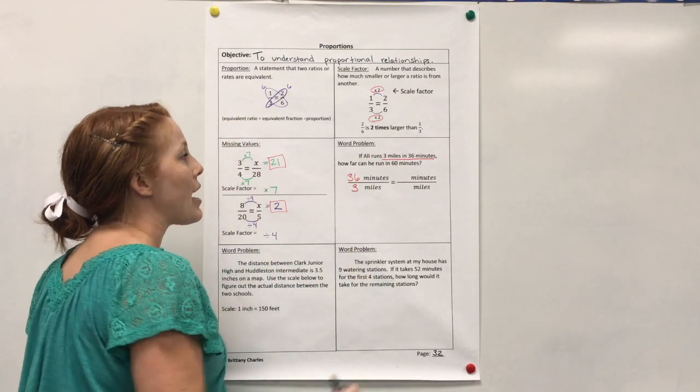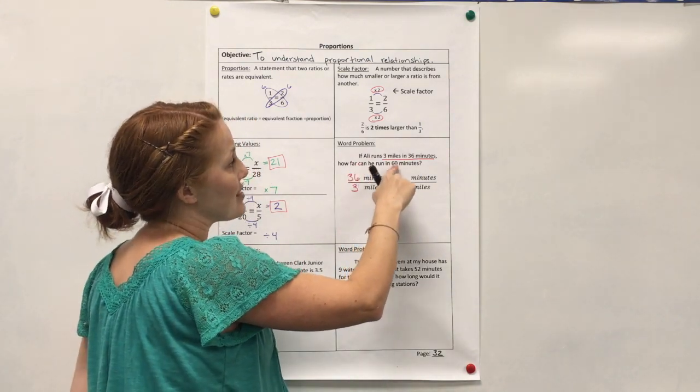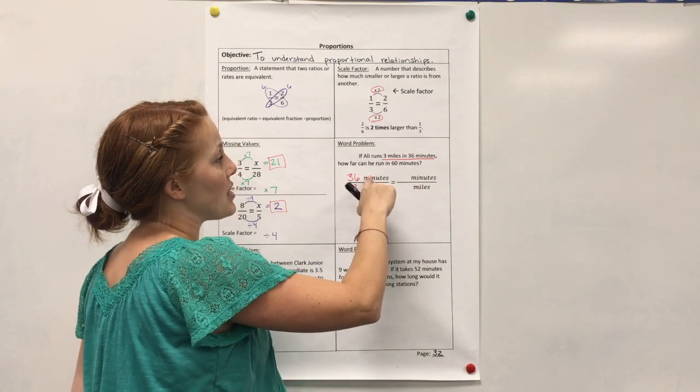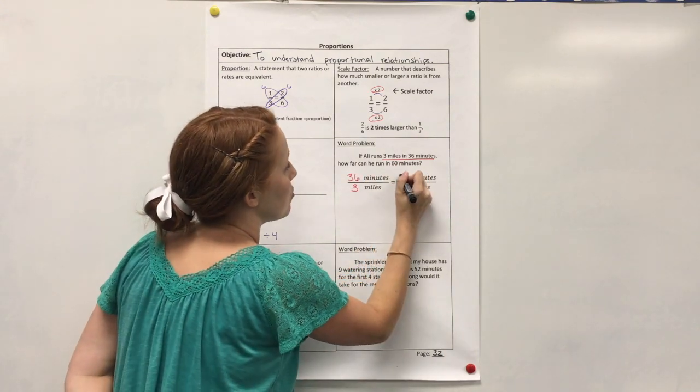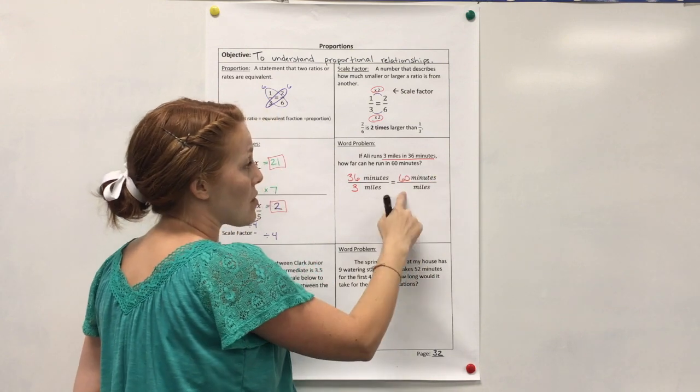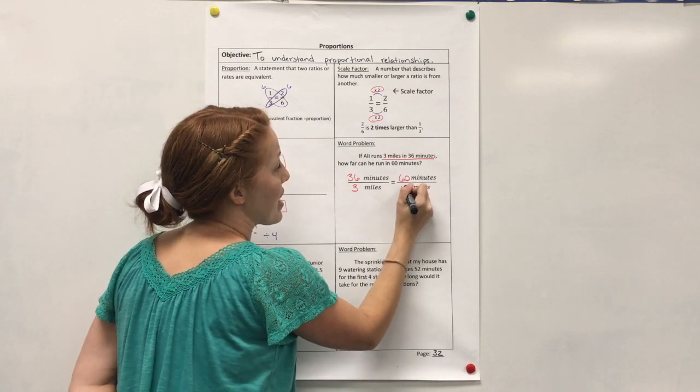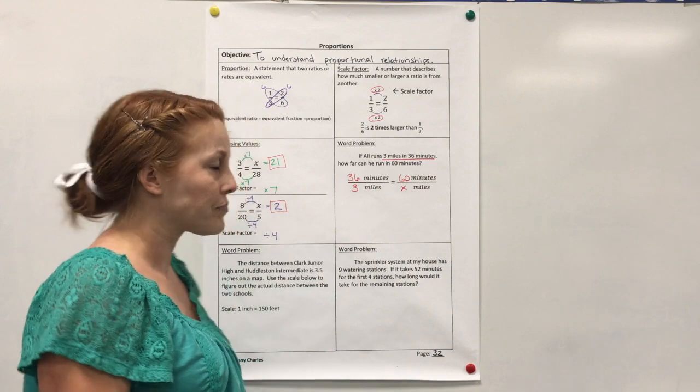All right, now how far can he run in 60 minutes? Because the minutes is on top, the 60 will go up here, and I'm looking for how far, so this is my x, or my unknown.